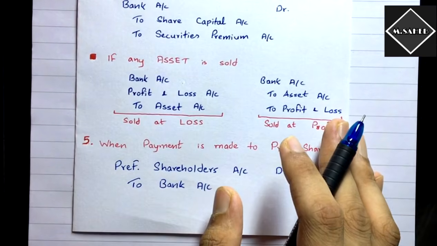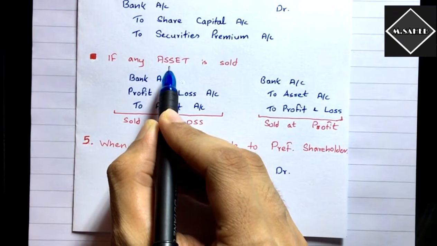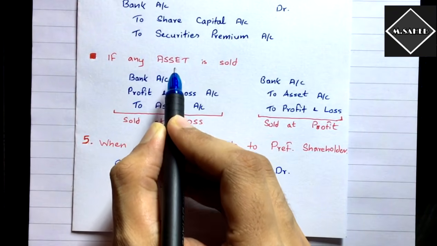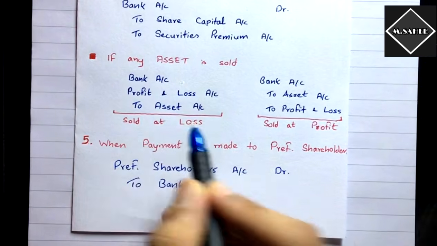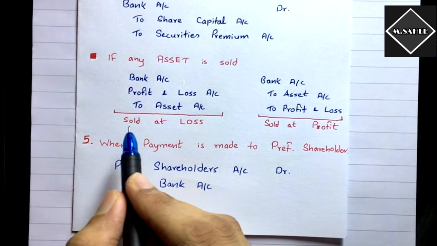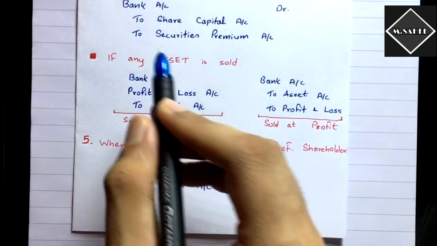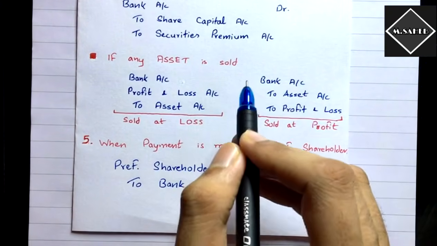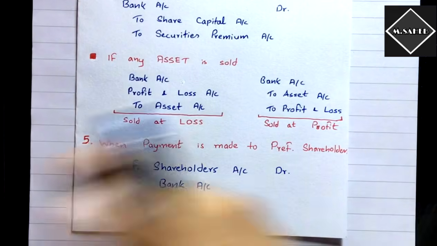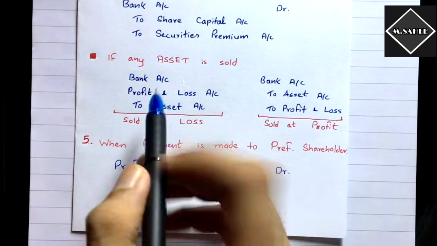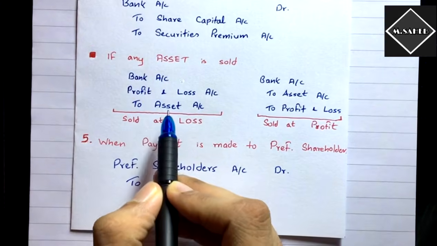So if you don't have cash, then you might have to sell off some assets. If an asset is sold to bring in the cash, then you have to pass these entries. If the asset is sold at par, for example, in the balance sheet the asset was 20,000 and you sold it for 20,000, then what would be the entry? Simple, the asset is going out, money is coming in: bank account to asset account.